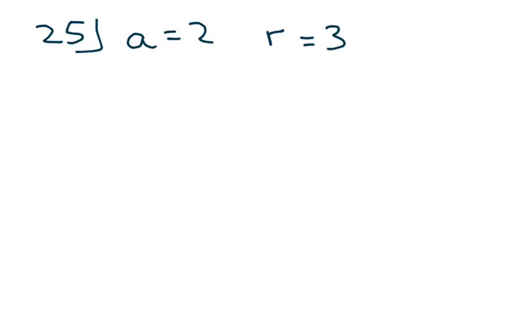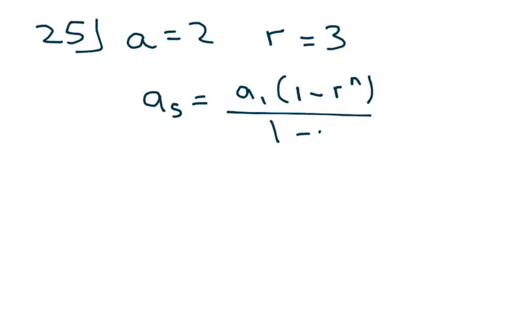What do we have to find? The fifth term. So a sub 5 equals a sub 1 times 1 minus r to the n over 1 minus r. And that's going to give us, why do they say r is 3 on 25? So am I writing this down right? Oh, this is 29. So let me make sure this is 29. Sorry, we're on 29.